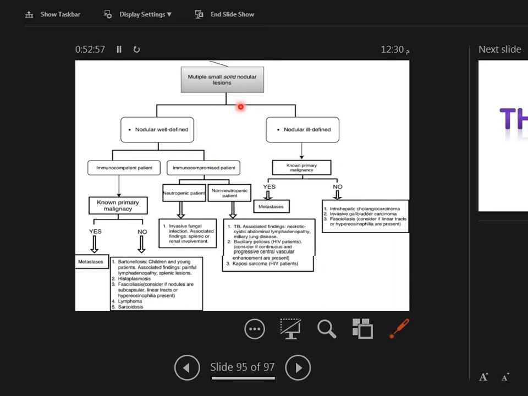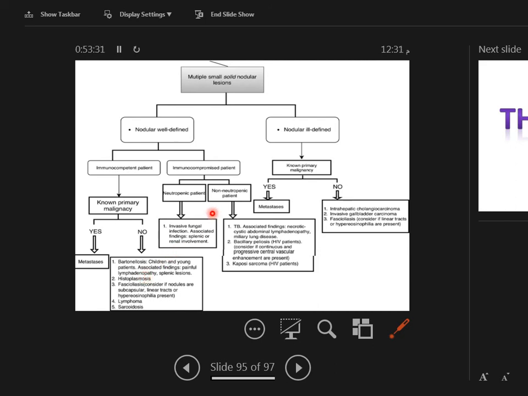For multiple small solid nodular lesions, we have nodular, well-defined or ill-defined. For well-defined, we ask if the patient is immune competent or immune compromised. Immune competent with a known malignancy, it will be metastasis. If no known malignancy, consider peritoneal gases in children, history of cat scratch, histoplasmosis, fasciitis considered if nodule is subcapsular with linear tract toward the hilum, lymphoma, sarcoidosis.